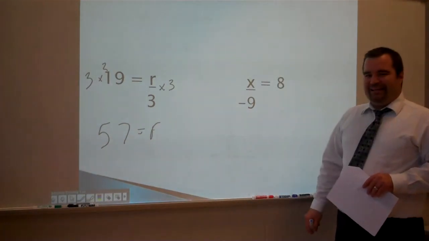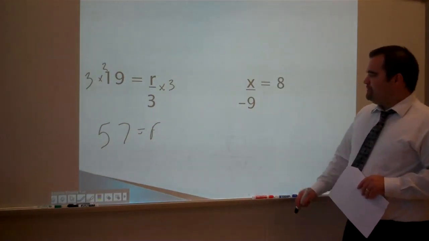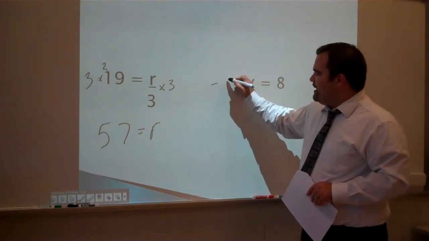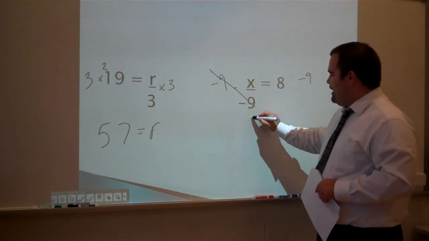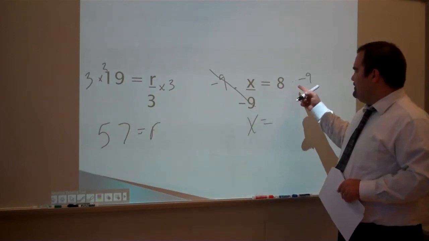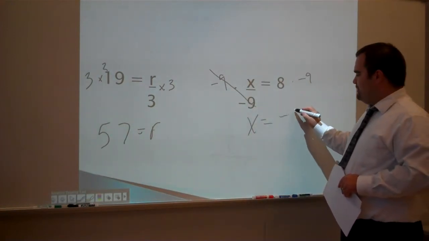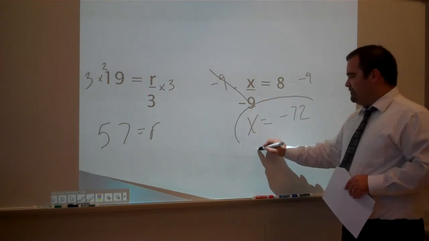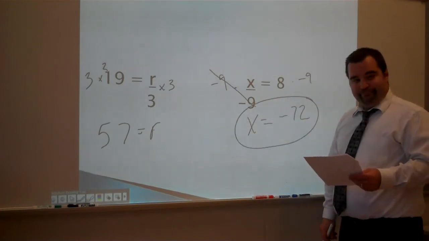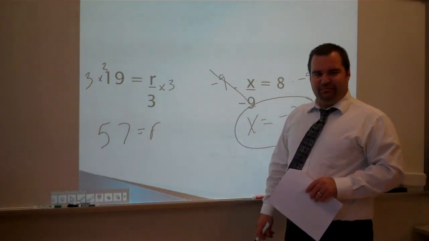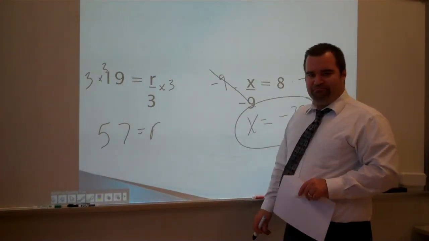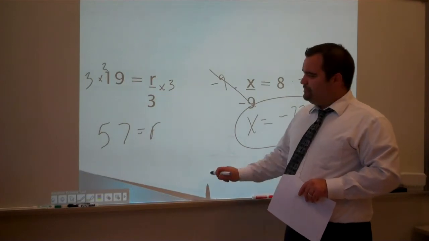Something divided by negative 9 equals 8. Multiply both sides by negative 9. Those cancel out. X equals 8 times negative 9. Negative 72. Good. Life-changing? Life-altering math here? I don't think so.